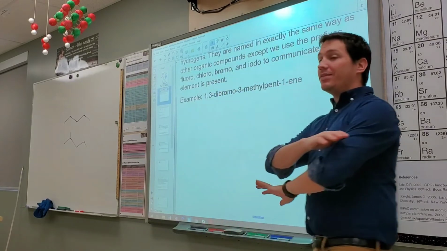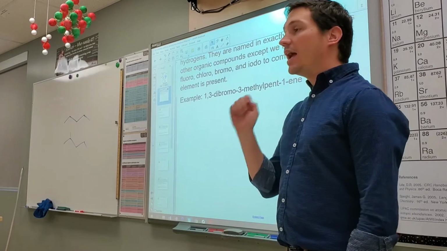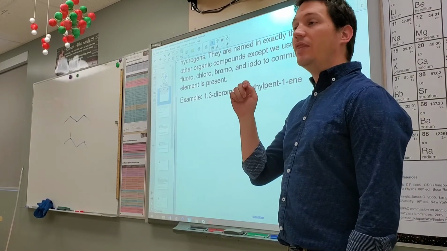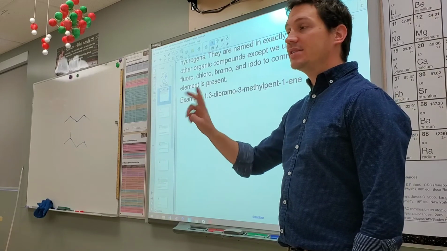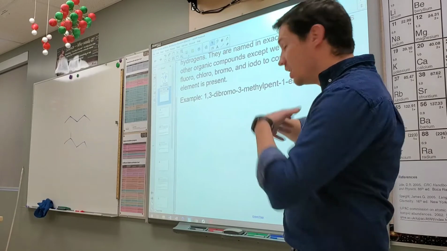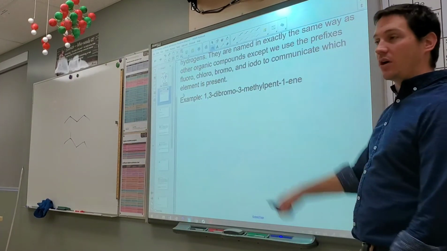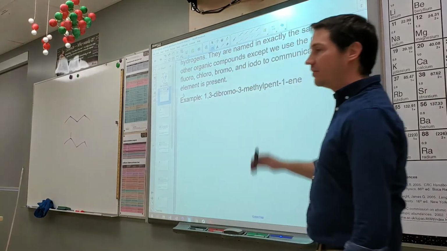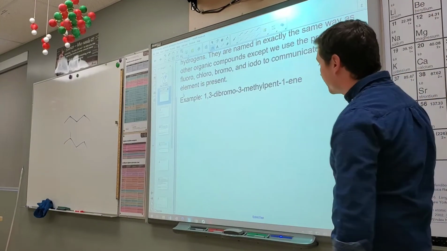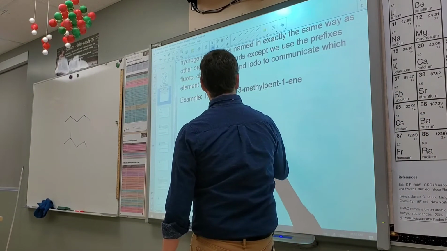Now, we name it the exact same way we name everything else, okay? Everything is still in alphabetical order. The double bonds are still the highest priority. Double and triple bonds are still the highest priority. So let's just go ahead and name this thing. Where are you going to start? Do you want to start at the beginning or the end of the name? We're going to start at the end of the name. So how many carbons in a row? 5. 1, 2, 3, 4, 5.